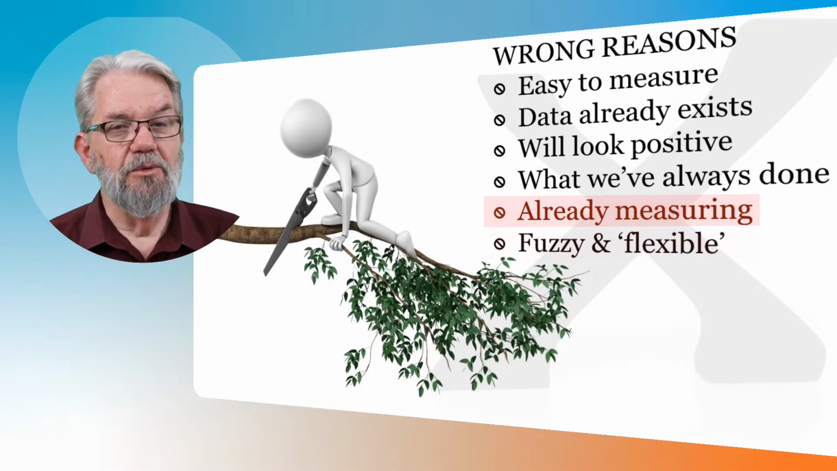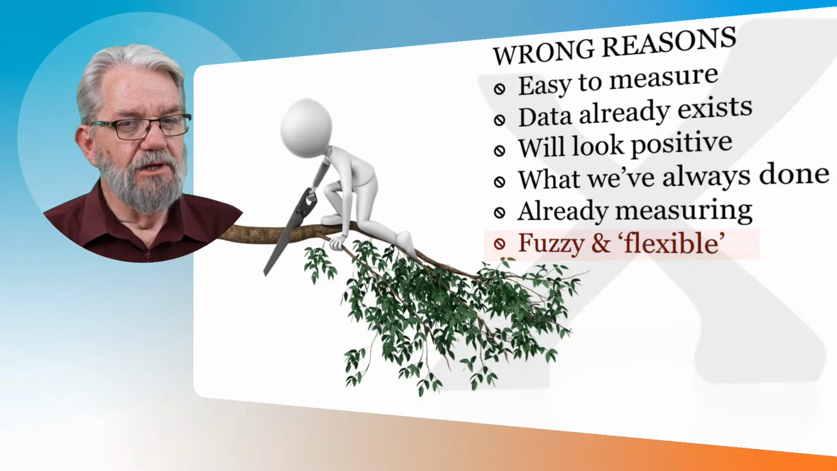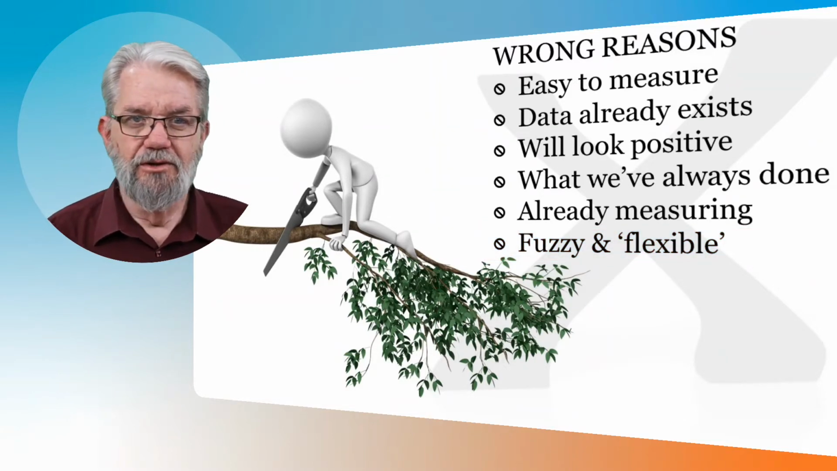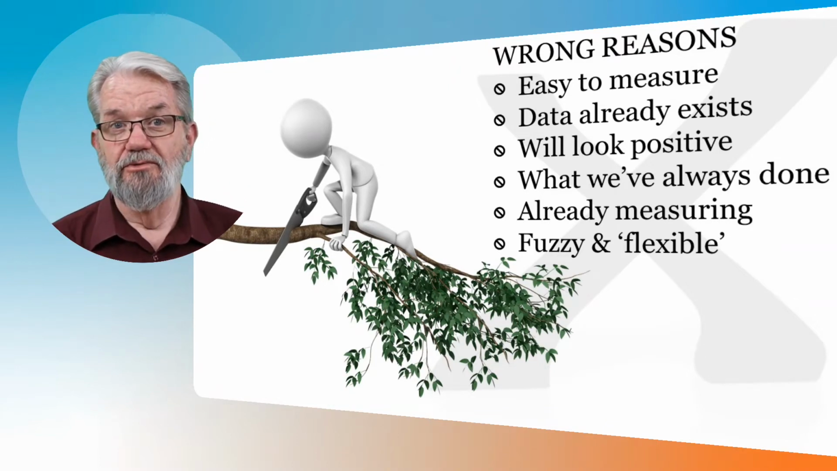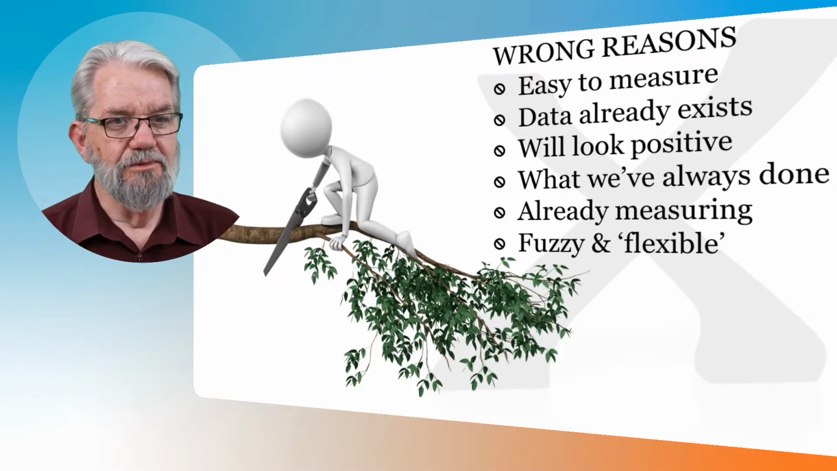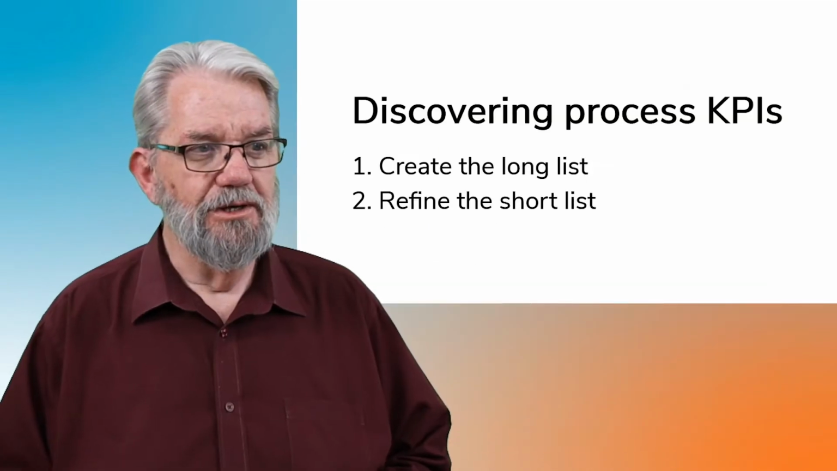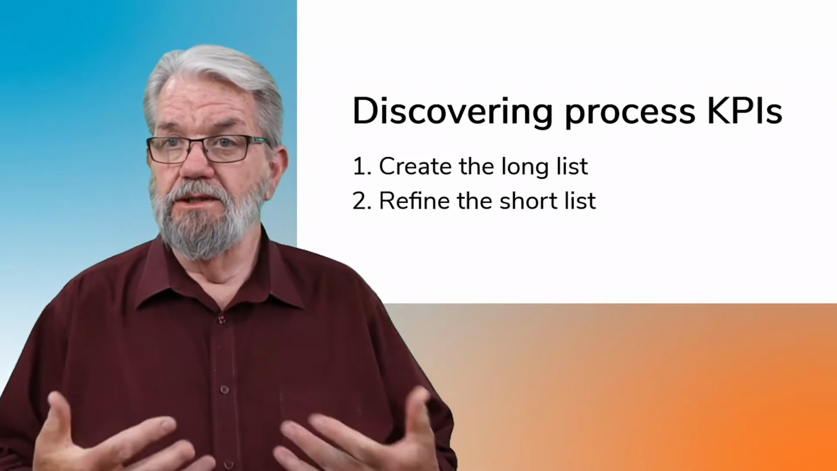And we're certainly not going to pick a KPI because it's fuzzy enough to hide our mistakes. So we want to have process KPIs that will unearth the truth. We're looking for problems. We're looking for opportunities to improve, not opportunities to make excuses and to hide problems. We want to unearth those problems. That's what it's all about. So we won't be using any of these reasons to choose our KPIs. So how will we do it? Well, I think it has these 2 steps.